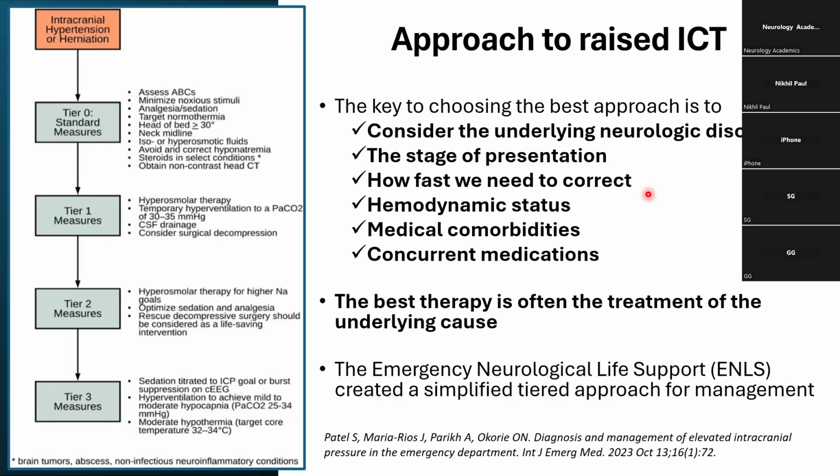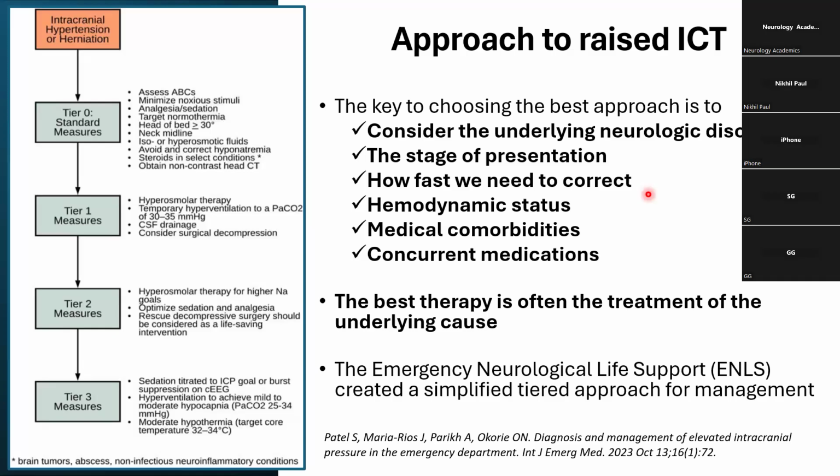In contrast, in a situation where there is impending brain edema or impending uncal herniation, we need to act faster. So the stage of presentation and how fast we need to correct also varies in choosing the right approach. Also, the hemodynamic status has to be considered. Suppose a patient has underlying cardiac issues with a risk of heart failure, we may not be wise to go with hypertonic saline initially. Also, when we give mannitol, there is always a risk of initial decompensation. So in such cases, we may have to tailor our therapy.